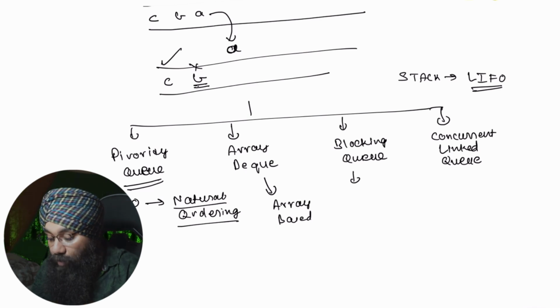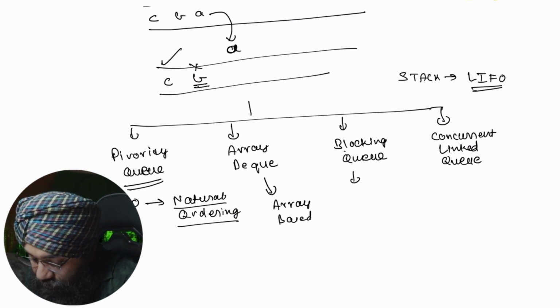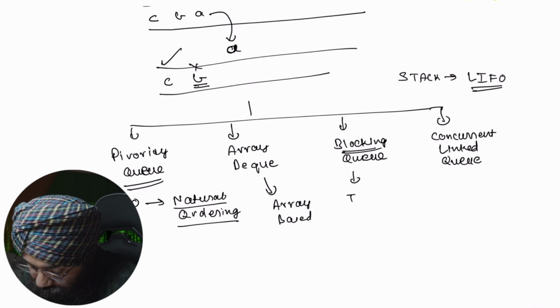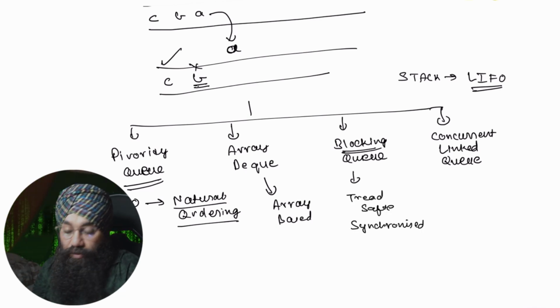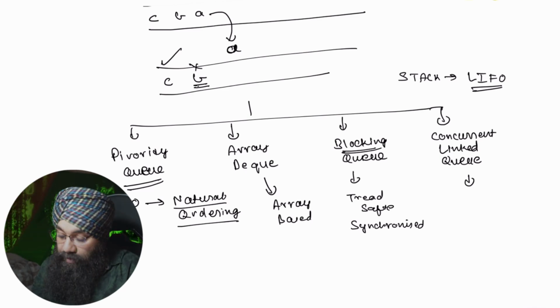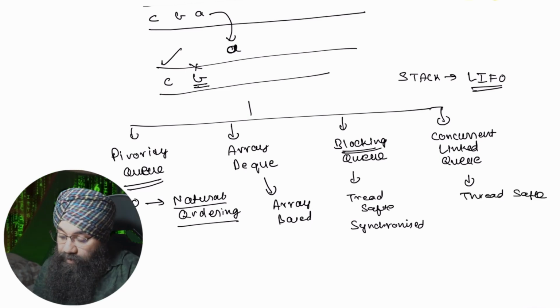So that is why it is blocking in nature. As the name says, it is blocking. Another way you can also say thread safe, synchronized. Now there is another queue, which is ConcurrentLinkedQueue. This is also thread safe, but it is non-blocking.